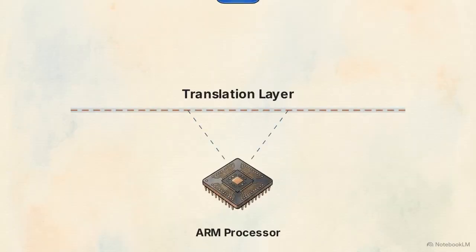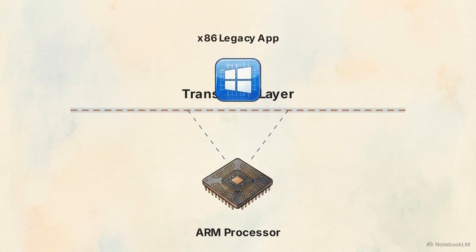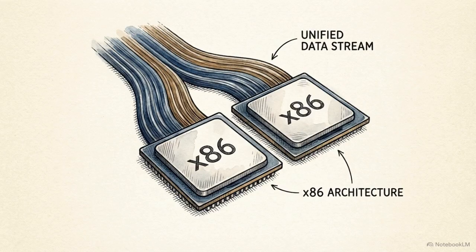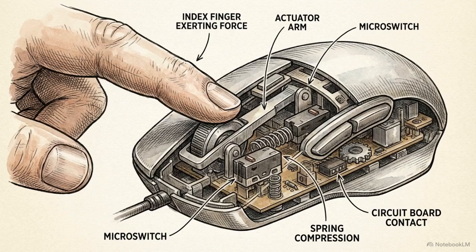To understand the risk, you need to know how ARM on Windows actually works. It doesn't run standard Windows applications natively. It uses a translation layer to decode that legacy software on the fly. Traditional x86 chips from AMD and Intel don't have to translate anything. When you click an app, it just runs. The hardware speaks the software's native language.